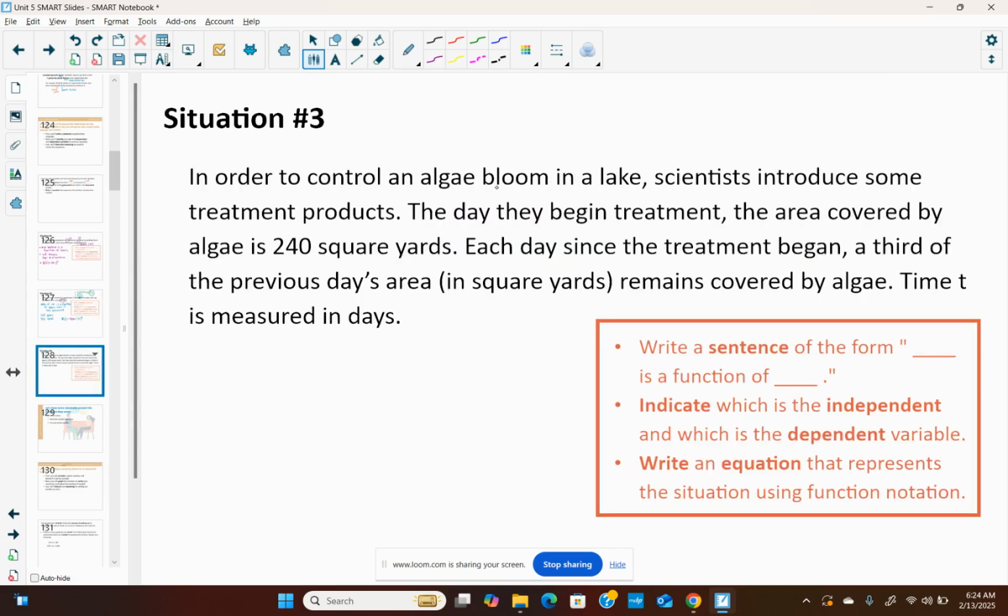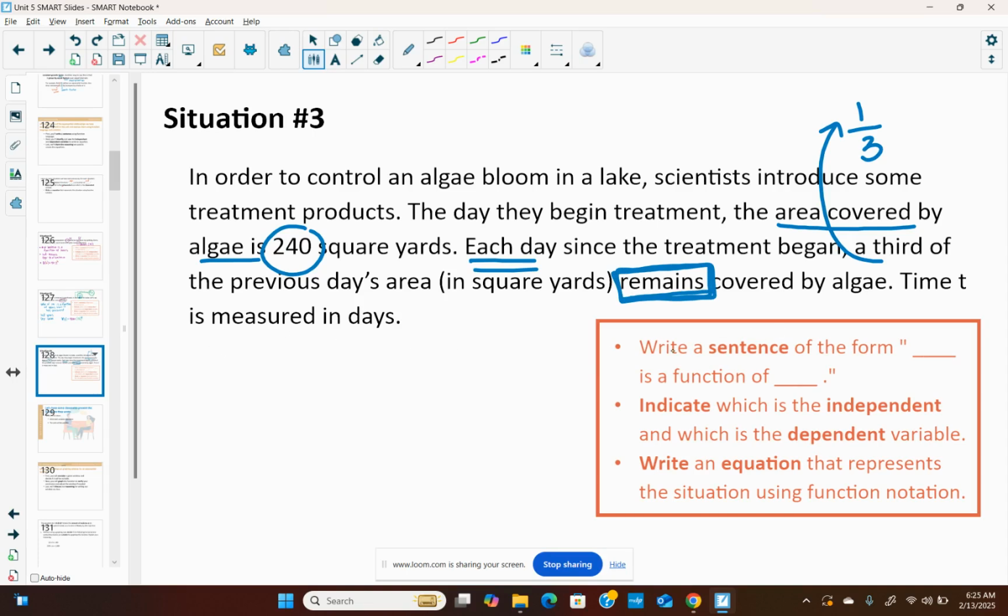And then third one, in order to control an algae bloom in a lake, scientists introduced some treatment products. The day the treatment began, the area covered by the algae is 240 square yards. Each day since the treatment began, 1/3 of the previous day's area. So this is like the last one, right? So 1/3 of the previous day's area. Oh, it remains. So this one's a little bit different. So this is how much remains. So it's not losing 1/3, it's remaining. So 1/3 is remaining covered by algae.